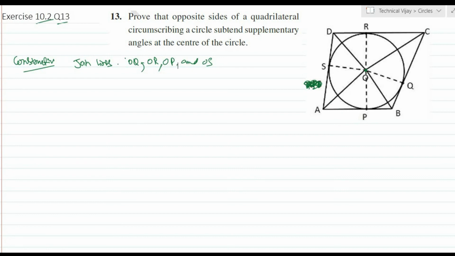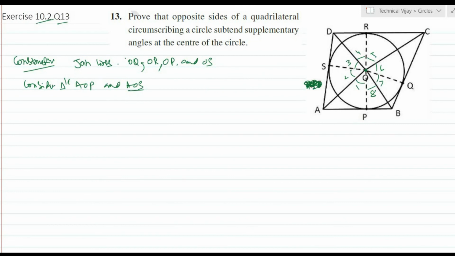So now I will rename these angles as 1, 2, 3, 4, 5, 6, 7 and 8, like this. So now consider triangle AOP and AOS. Okay, here AOP and AOS, this triangle and this triangle. So what we have to prove is about this angle A.